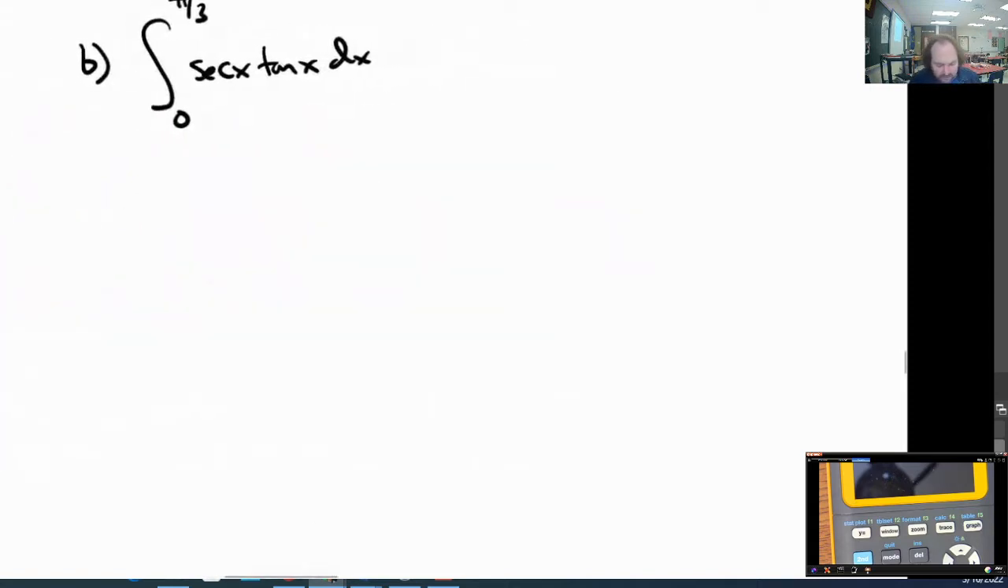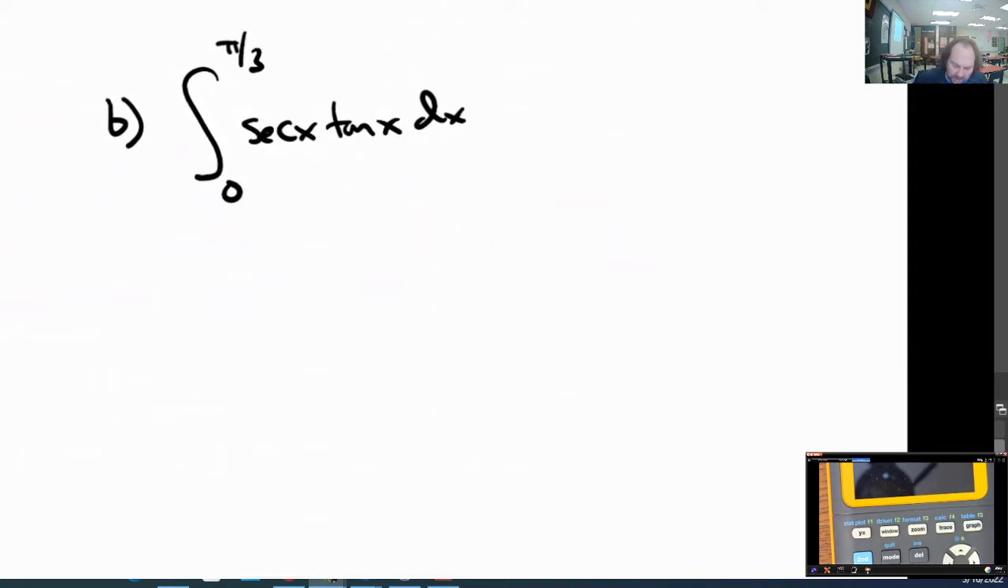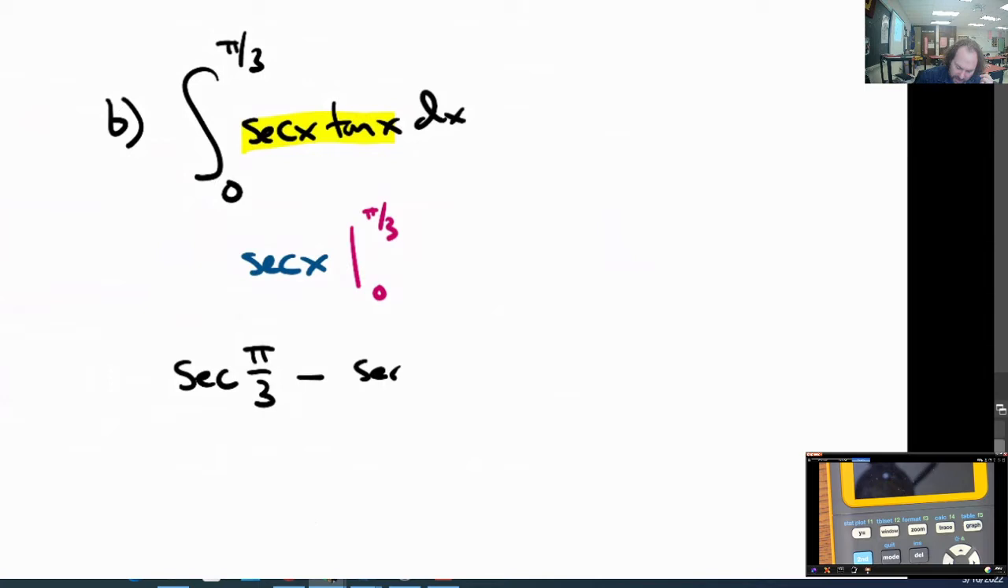This is the antiderivative. Let's see. Secant x and tangent of x, that's the derivative of the secant of x. So the antiderivative of this is just the secant of x. And we're going to evaluate that from 0 to pi over 3. Now that can be kind of tricky here because we do have to think about what the secant of pi over 3 is and what the secant of 0 is.